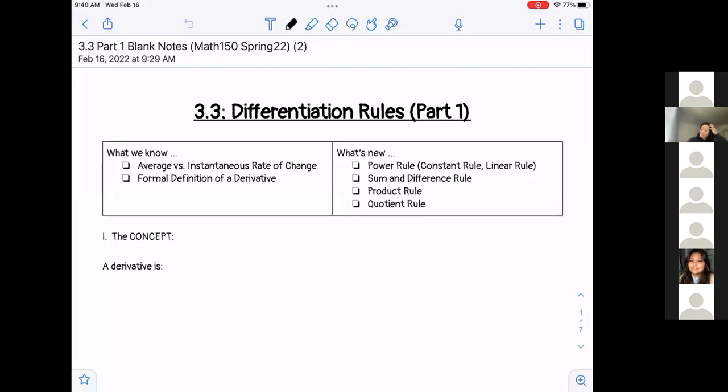All right. So we are going to start with 3.3 today. That is the next section in your textbook. And notice that this is called part 1. We'll be doing a part 2 after the exam.